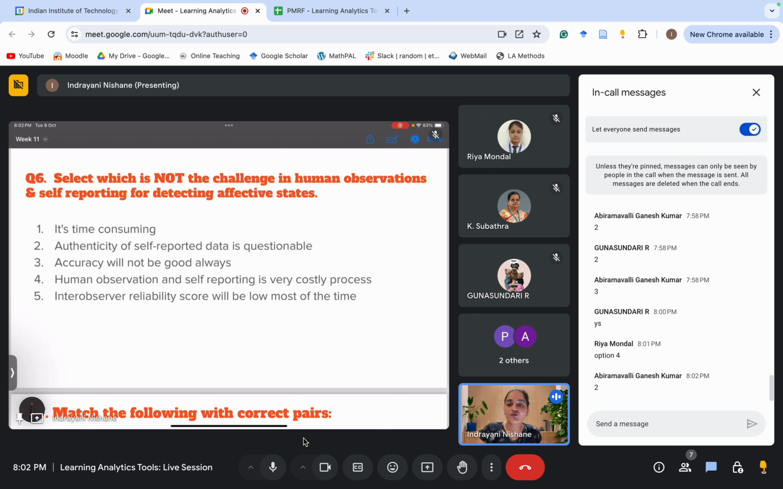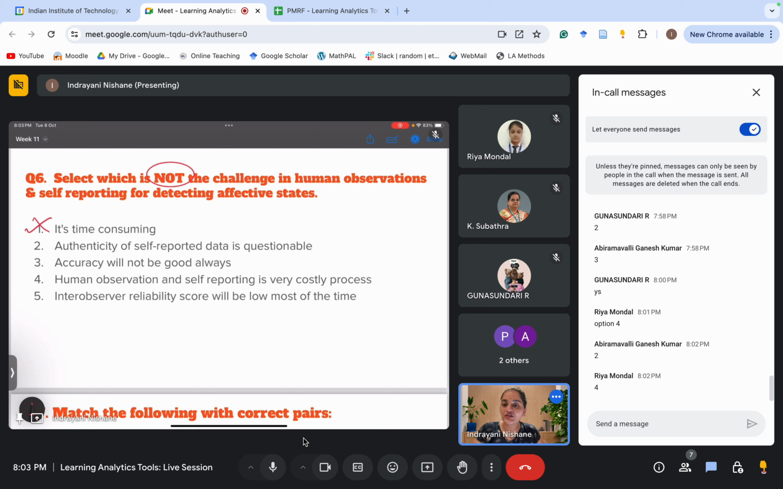So which is not the challenge? We have to identify the false statement out of these 5. Okay, so it's time consuming. It is absolutely time consuming, because for self-reporting we have to sit with the learners, show them the recording of themselves, and then ask at each point when their expressions are changing, how were you feeling at this point? So of course it is time consuming. So saying it is not the challenge is wrong, because this is the correct statement.